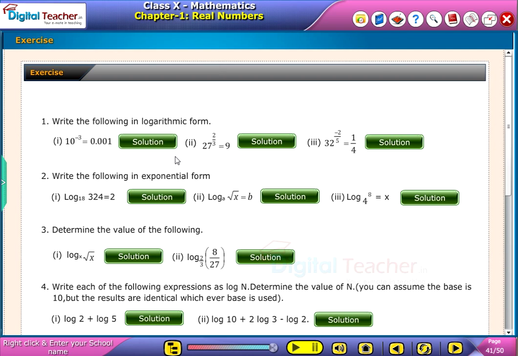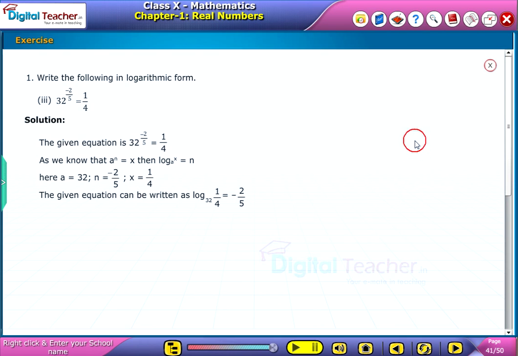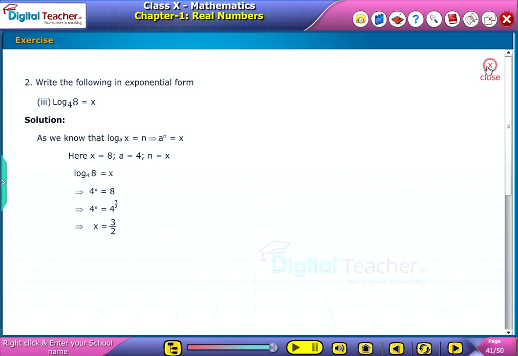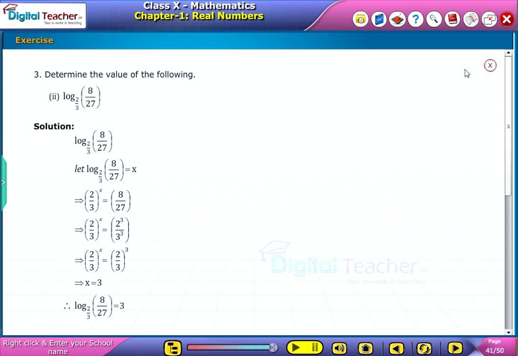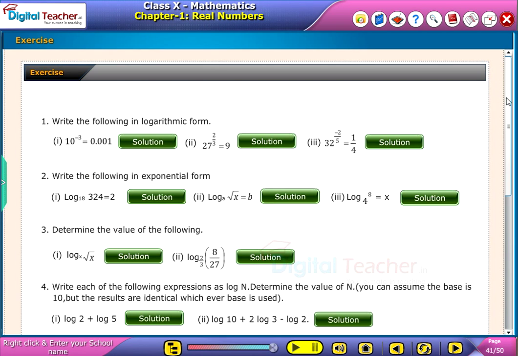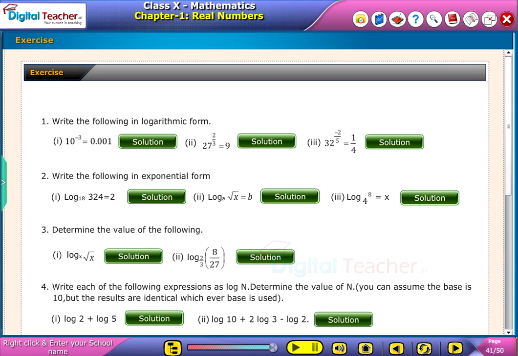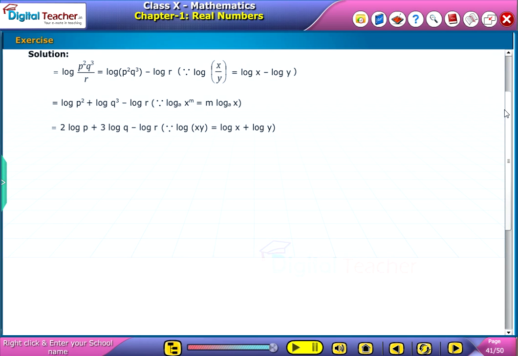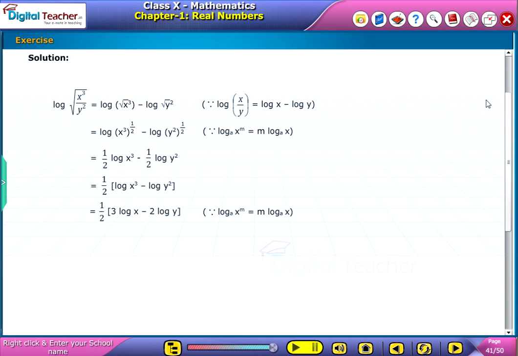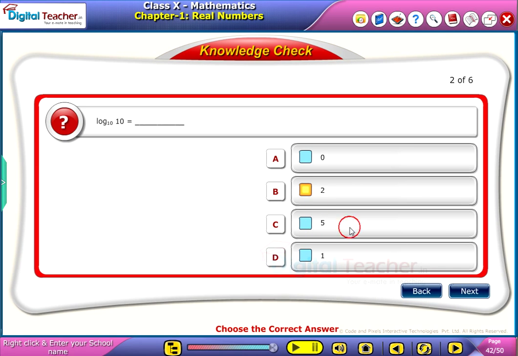Exercise problem. Let us solve the exercise problem. You can click the Solution tab to verify your answer. Knowledge check. Attempt the following questions to check your understanding.